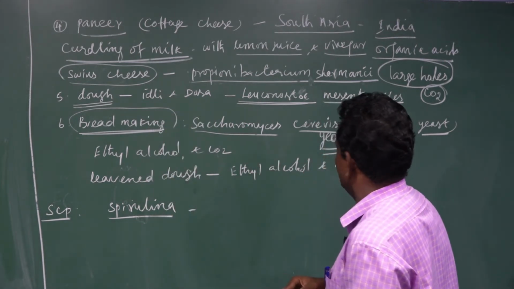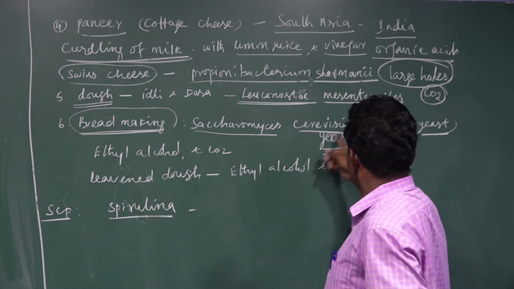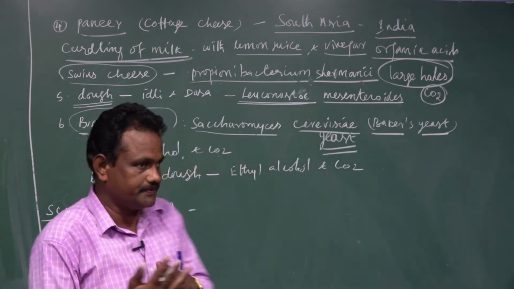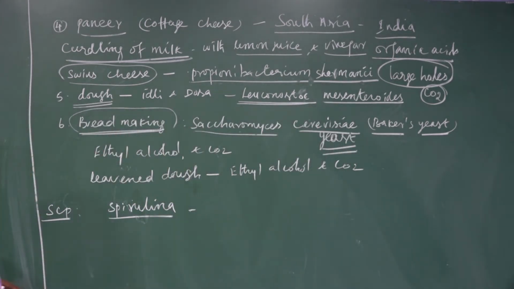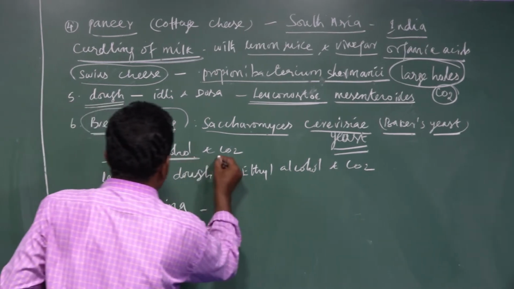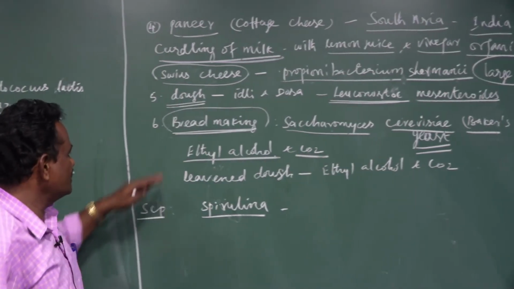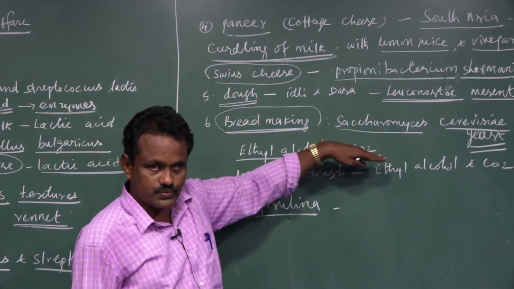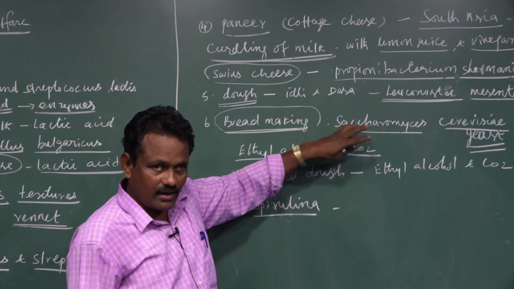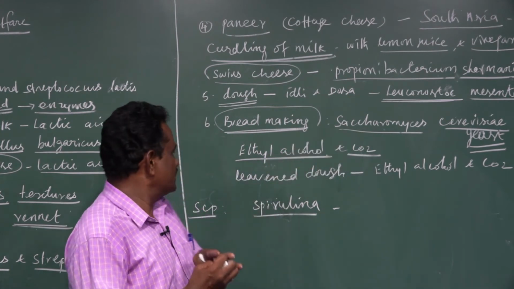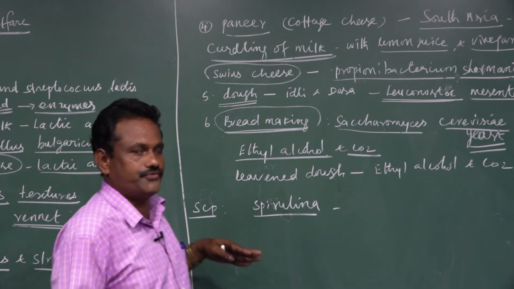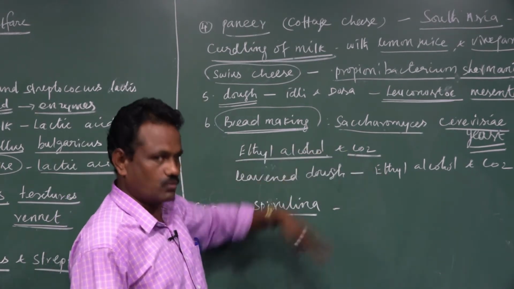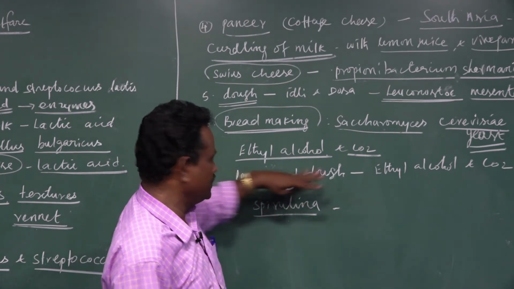these beneficial products. So Saccharomyces cerevisiae is also called the baker's yeast, and when the dough is prepared, two products are produced: ethyl alcohol and carbon dioxide. When ethyl alcohol and carbon dioxide are produced, the bread or the product becomes soft. That is called leavened dough. It is nothing but a fermented one, called leavened dough.